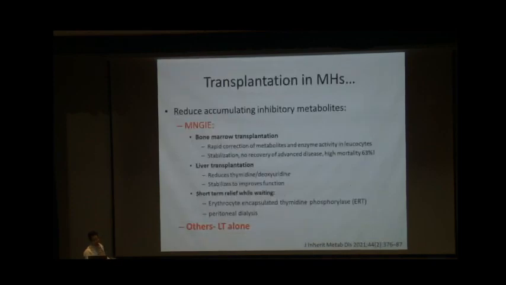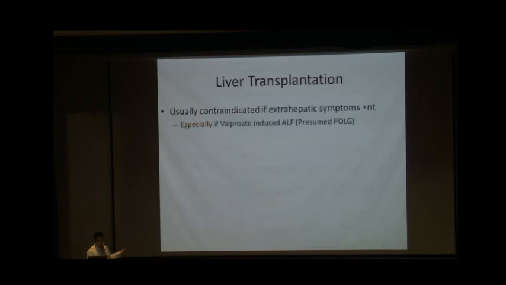Transplantation is another concept altogether. I didn't go through this gastrointestinal and encephalomyopathy, but you have bone marrow transplantation in such cases. Liver transplantation is usually contraindicated if extrahepatic symptoms are present, especially if you have valproate-induced acute liver failure, where we presume it is because of Pol G mutation and you do not go ahead with transplantation.